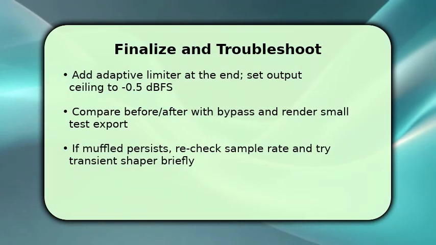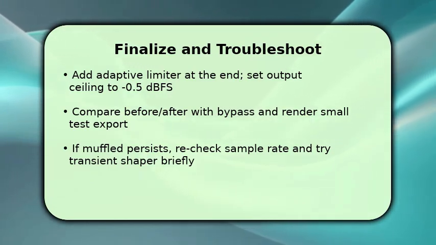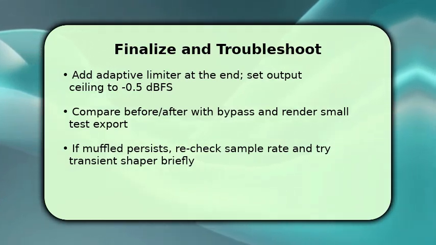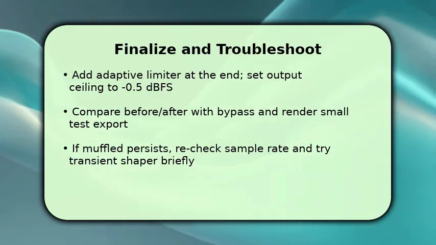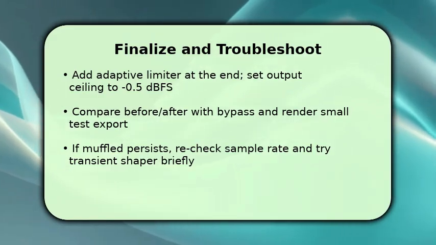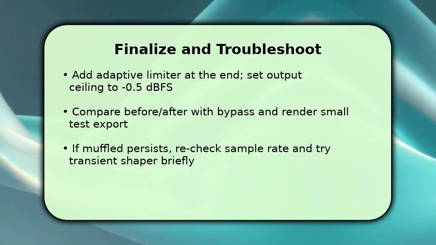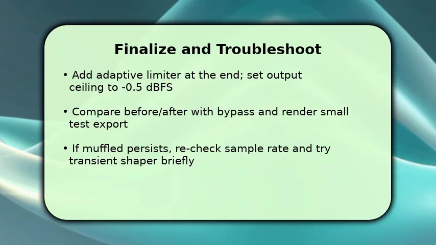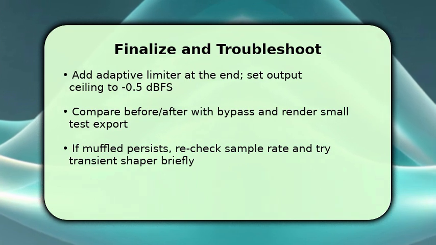Finish by balancing levels and confirming results. Add an adaptive limiter last, set the output ceiling to -0.5 dBFS, and use bypass to compare the processed versus original audio. Render a short test export at final delivery settings and listen on multiple devices. If muffled tone remains, recheck the project and clip sample rates first. Mismatches are the usual culprit. As a troubleshooting tip, if processing sounds washed, reduce noise reduction or temporarily bypass the transient shaper to isolate the issue.